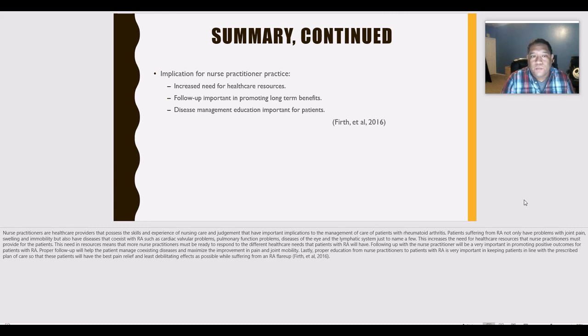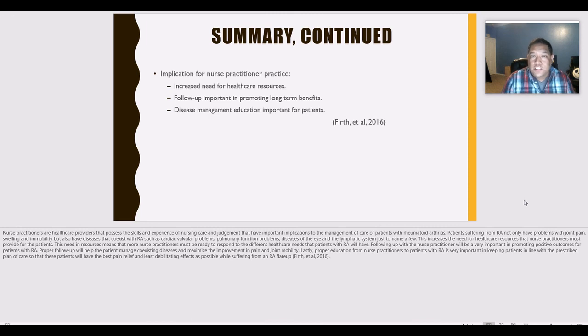What's also important is follow-up by the nurse practitioner. As I said, RA is ongoing. It's a long, ongoing disease that'll keep going. Flare-ups will continue to happen, so it's important for the nurse practitioner to keep constant follow-up on their patients, see if their disease management is doing well, see if everything that's prescribed is helping them, so if any modifications need to happen, they can take place.